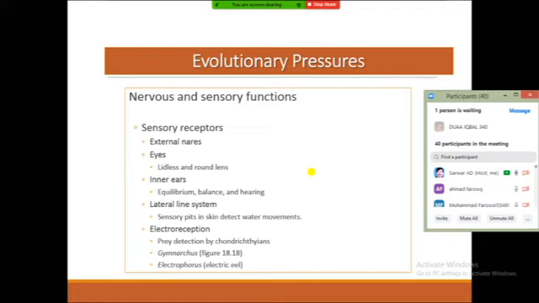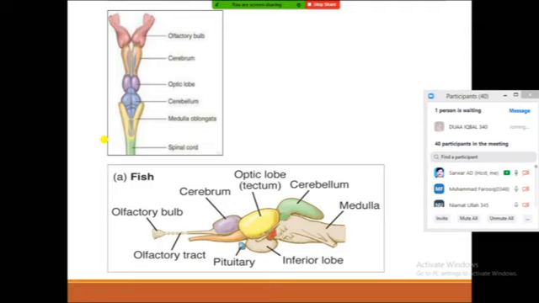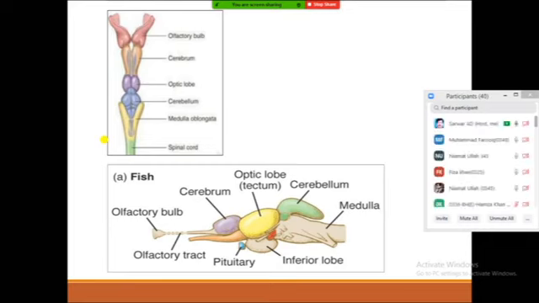They can detect the electric field of any organism which is present in the vicinity. Examples are Gymnarchus and Electrophorus. Electrophorus is a very famous electric eel which possesses an electric organ, and it may generate a very high voltage at once. This is the simple form of the brain of the fishes, which contains different parts such as the olfactory bulb and olfactory tract. Further, they also possess a cerebrum.